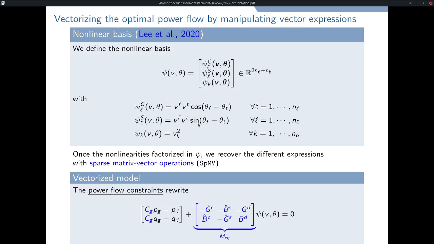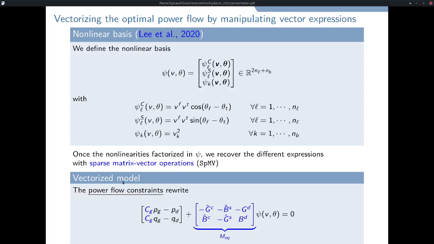Once the basis is evaluated, we can recover all the different constraints, the power flow constraints or the line flow constraints, or whatever, using only sparse matrix vector operations. And these sparse matrix vector operations will carry over the structure of the network.